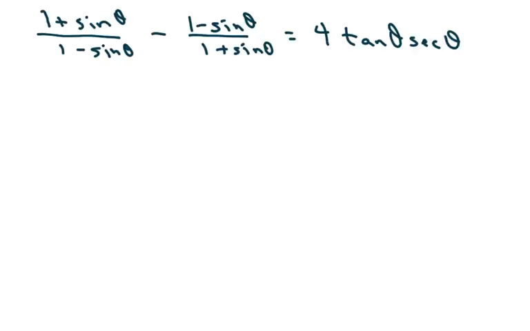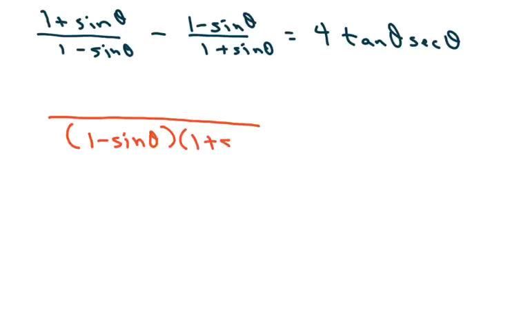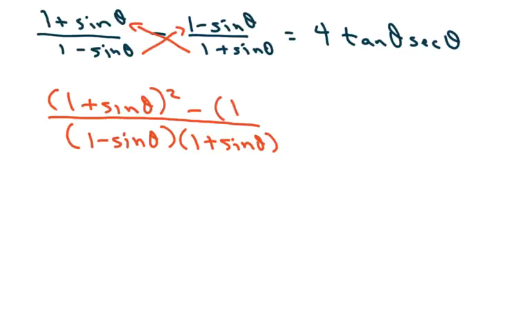Next one, same thing, get your common denominator, which is 1 minus sine of theta times 1 plus sine of theta. Now we're going to go ahead and cross here, and we're going to get 1 plus sine of theta squared minus 1 minus sine of theta squared.